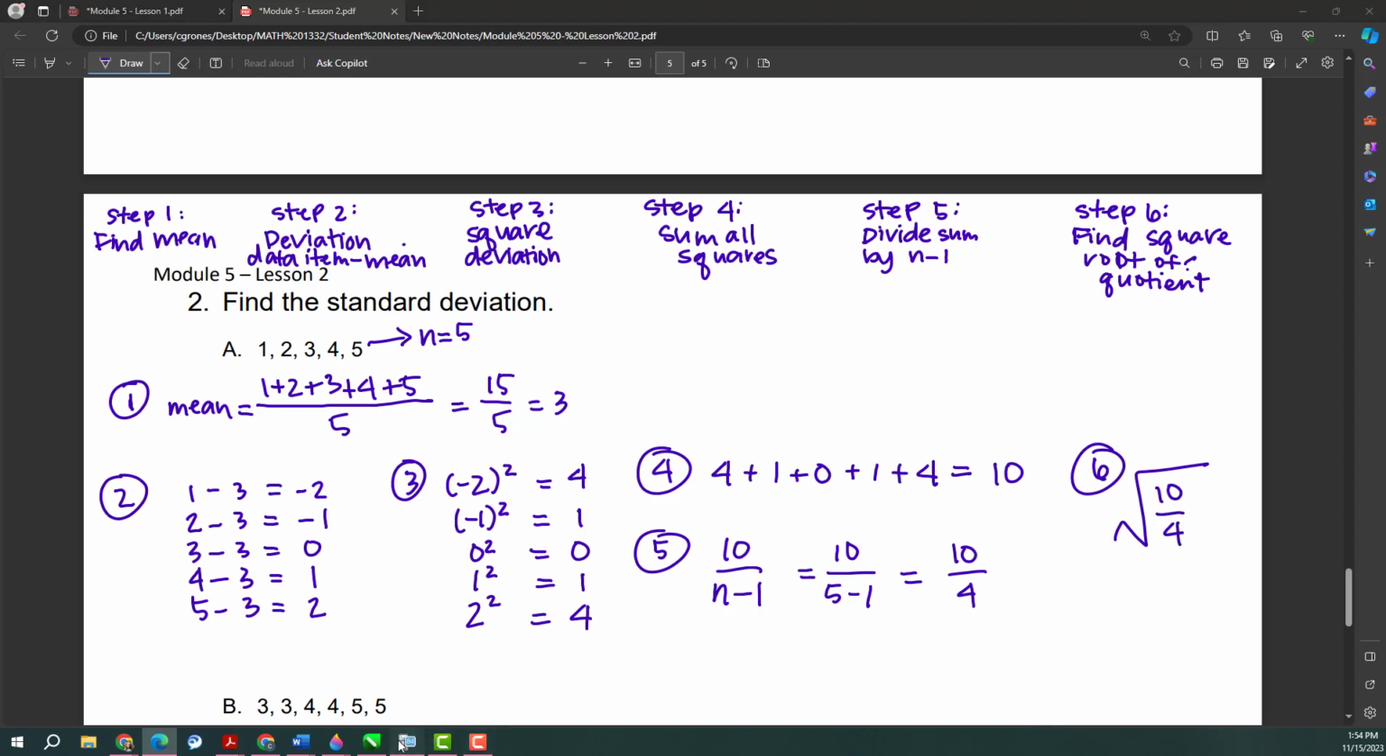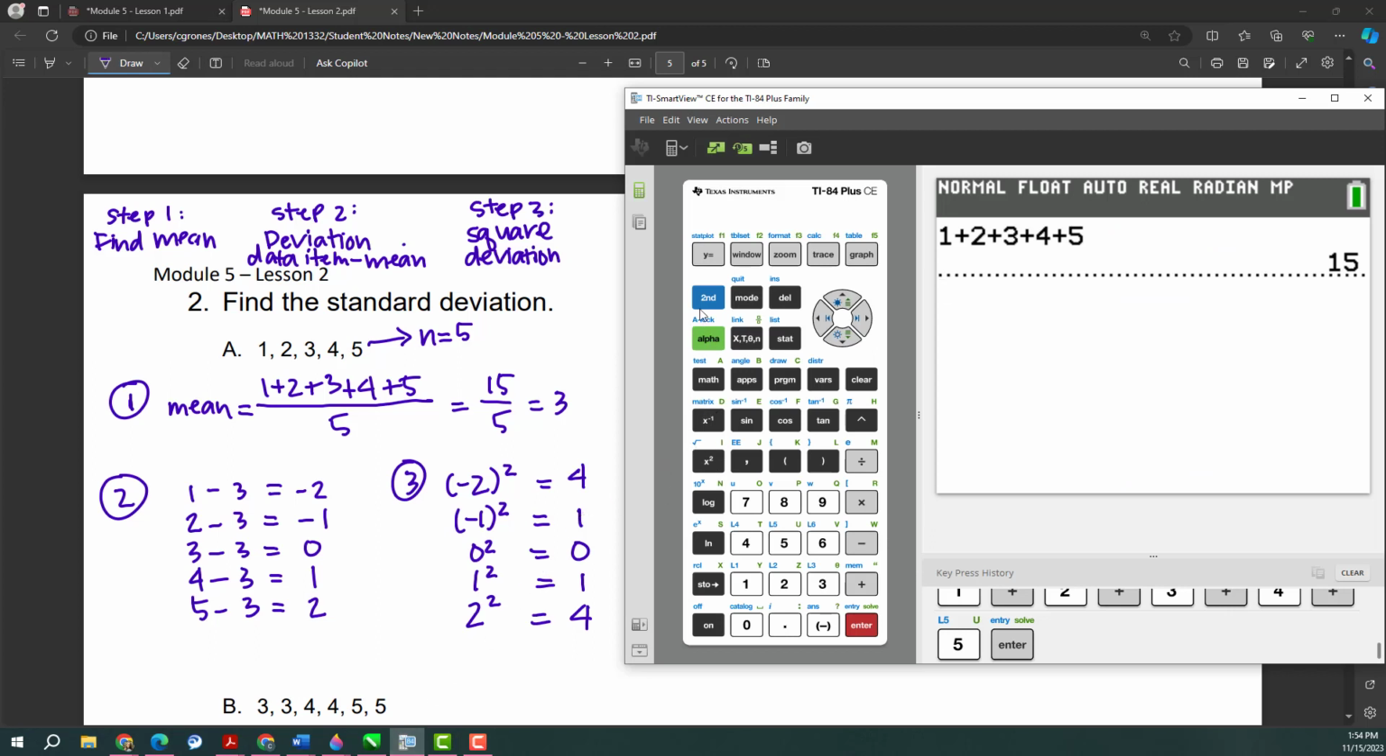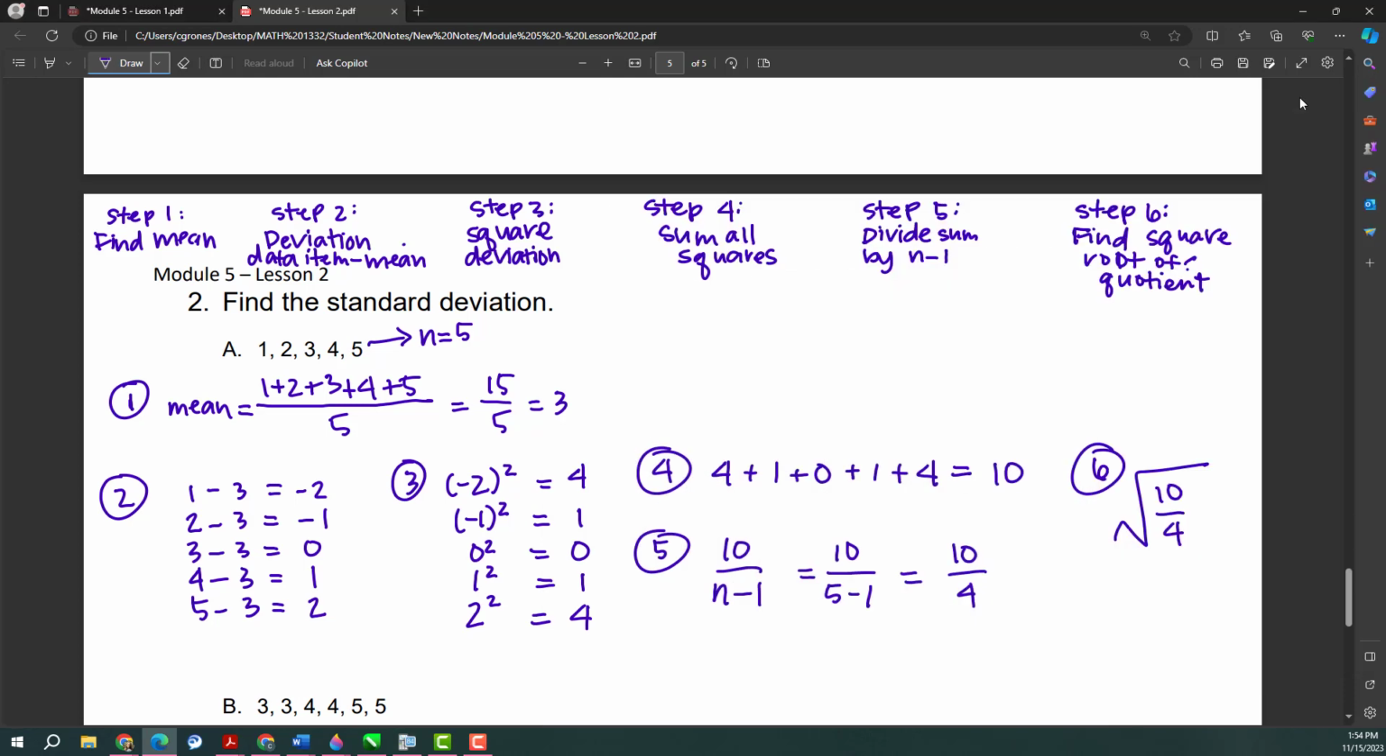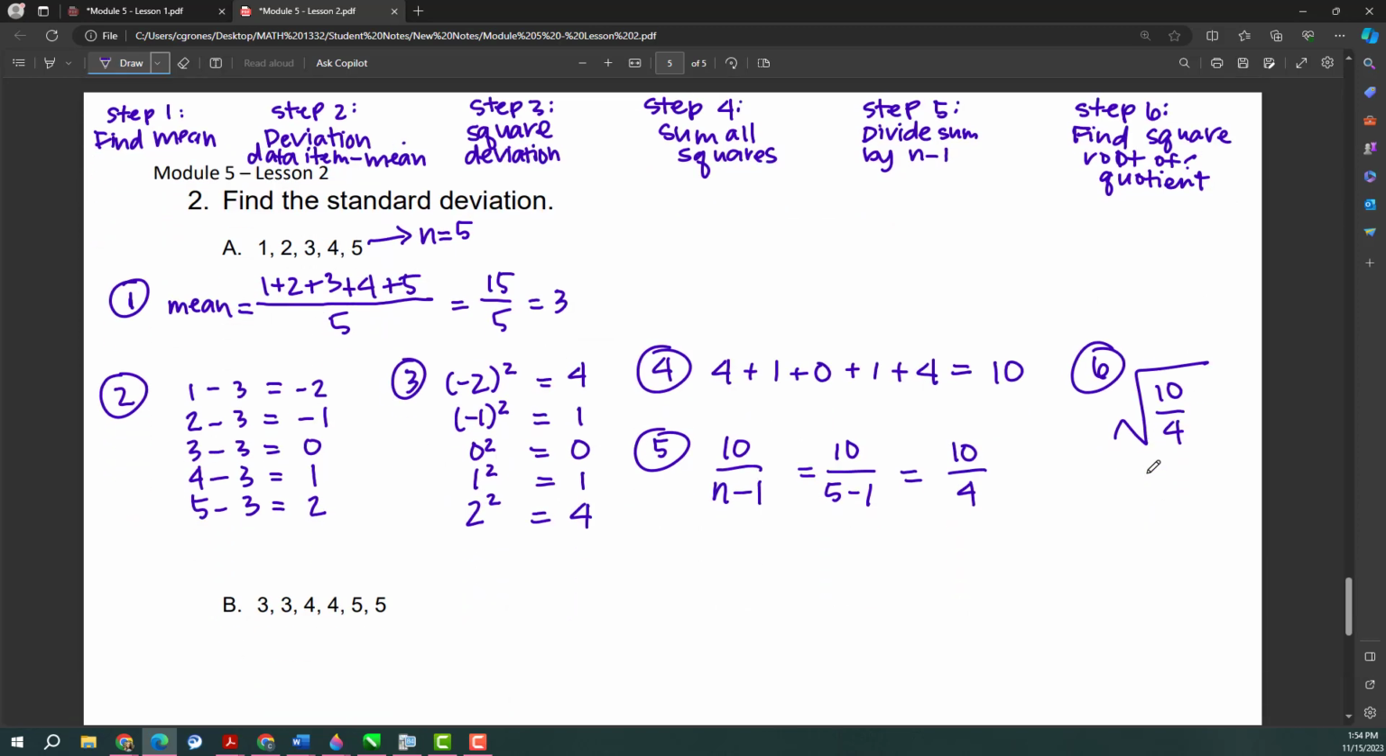We can put this into our calculator. If we hit second, and then this x squared button, which is actually our square root, and then do 10 divided by 4, it gives us our standard deviation of 1.58. Most of these, they're going to want you to round to 2 decimal places. So 1.58 is our answer.